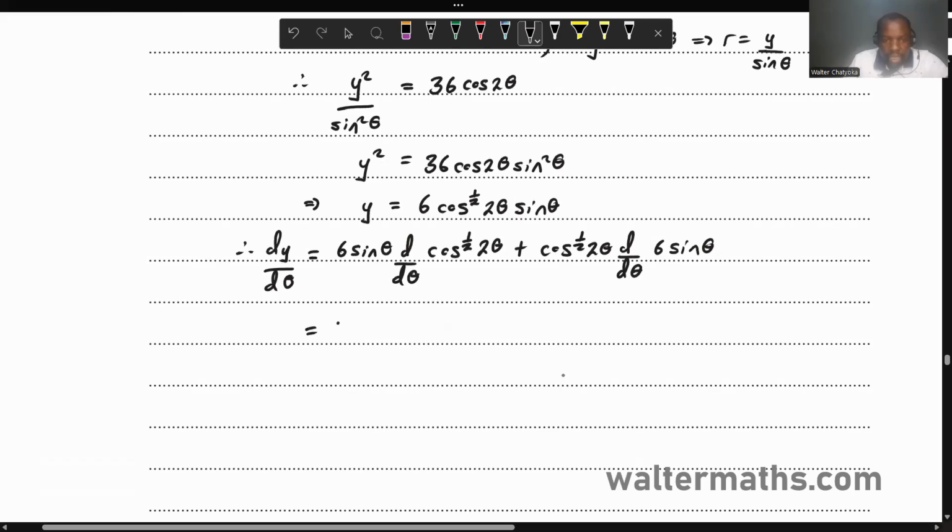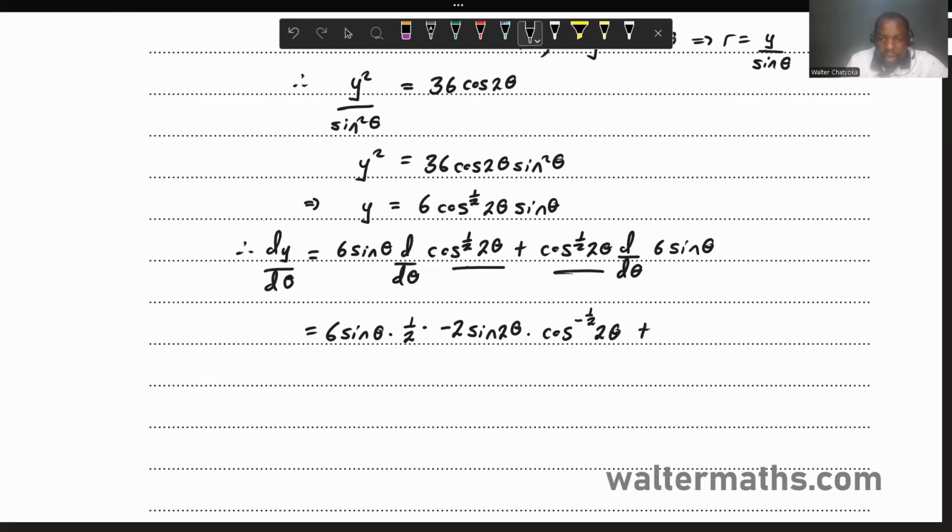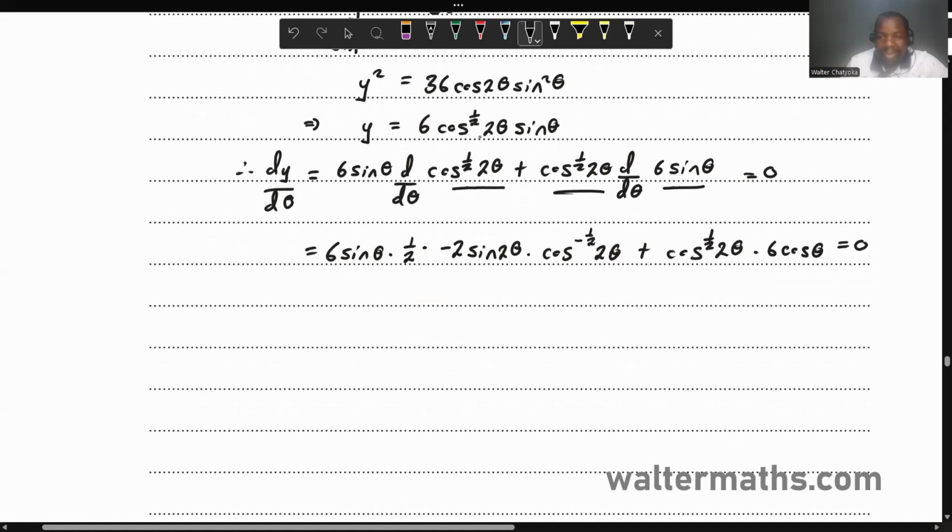Okay, so that's going to be 6 sine theta of, now differentiating this by the chain rule, we will bring down the half, then differentiate cos 2 theta, which gives us 2 sine, actually it's minus, okay? So it's minus 2 sine 2 theta. And that's going to be of the cos to the half theta, but the power is half minus 1, so it becomes cos to the minus half of 2 theta. Okay, so that's going to be plus on this part, cos to the half of 2 theta. And differentiating 6 sine theta, we get 6 cos theta. Well, all this has to be equal to 0, okay? Because dy by d theta is equal to 0, right?